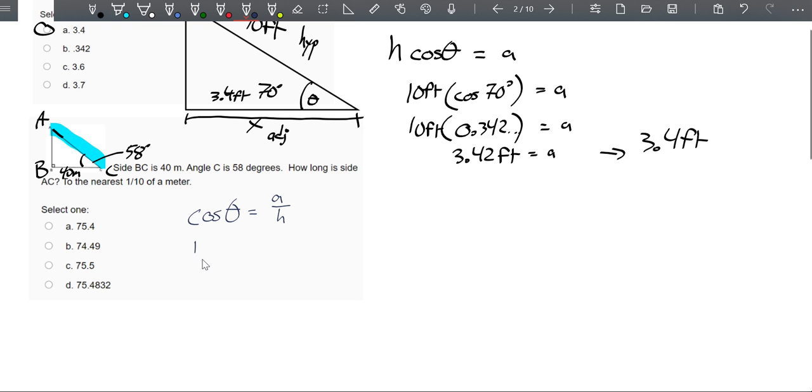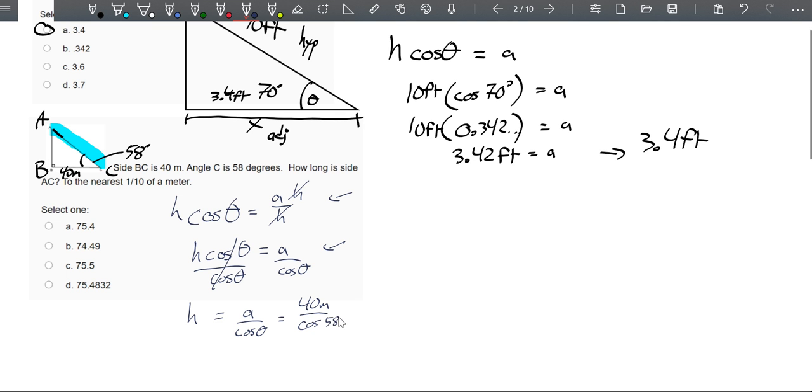So if I'm searching for H, I'm still going to have to take the same first step. Multiply both sides by H so that these two can cancel. And now I'm going to divide both sides by cos of the angle to get that H all by itself. My first step was to get H off the bottom, and my second step is to get rid of everything that's not H. So the hypotenuse is equal to A over cosine of the angle. The adjacent is 40 meters, and that's over cosine of 58 degrees. Cosine of 58 is 0.5299.